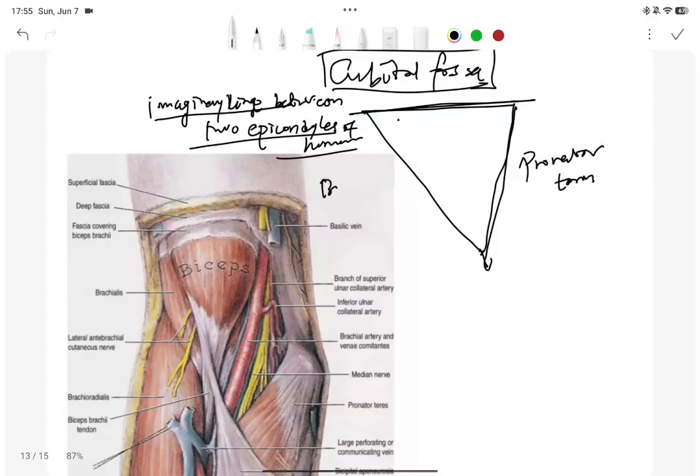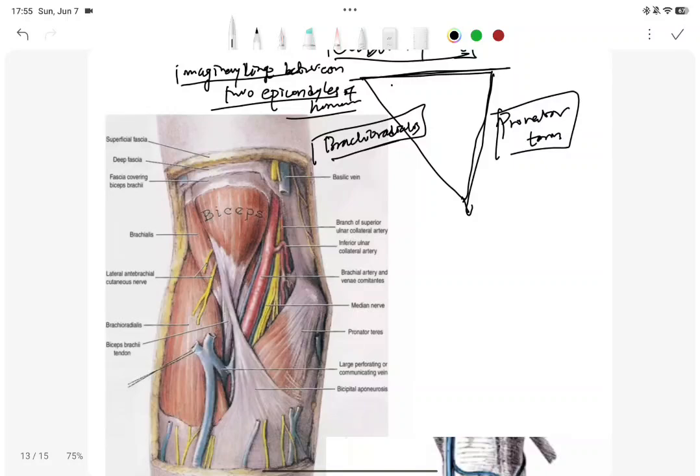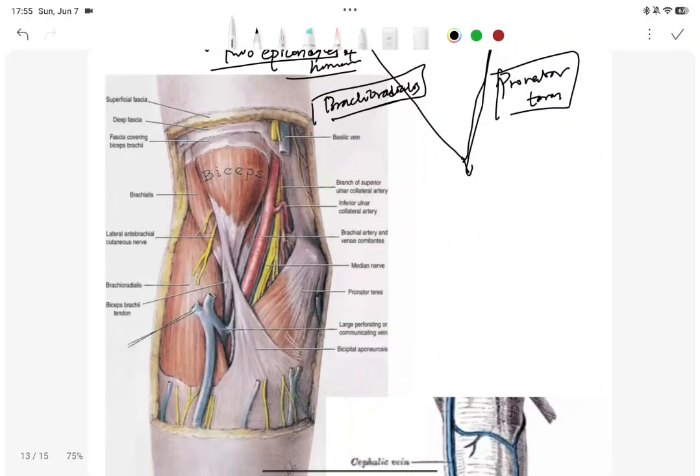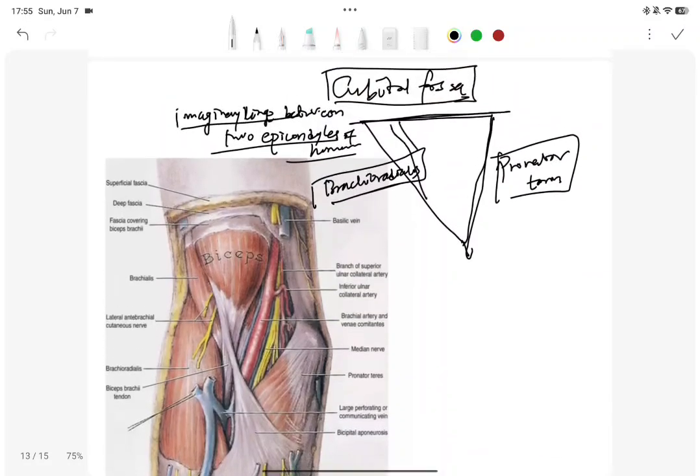and then on the lateral side there is the brachioradialis. Okay, pronator teres is the muscle in the anterior compartment of the forearm, while the brachioradialis is the muscle in the posterior compartment of the forearm. And this forms the cubital fossa. Okay, laterally there is the radial nerve. There is the bicipital aponeurosis, and there is the brachial artery, and there is the median nerve, and there is the ulnar nerve just behind the medial epicondyle.